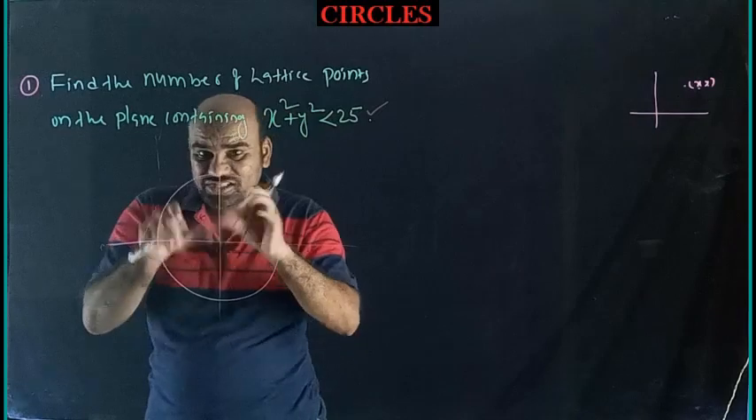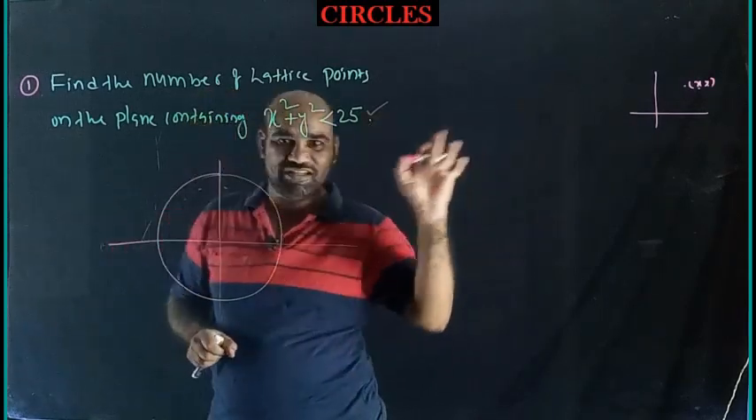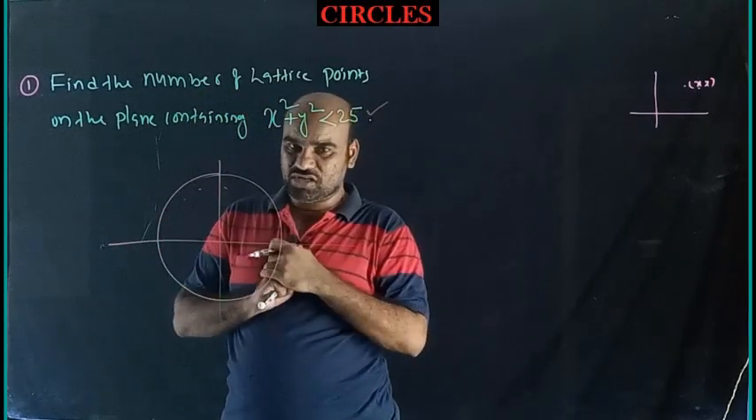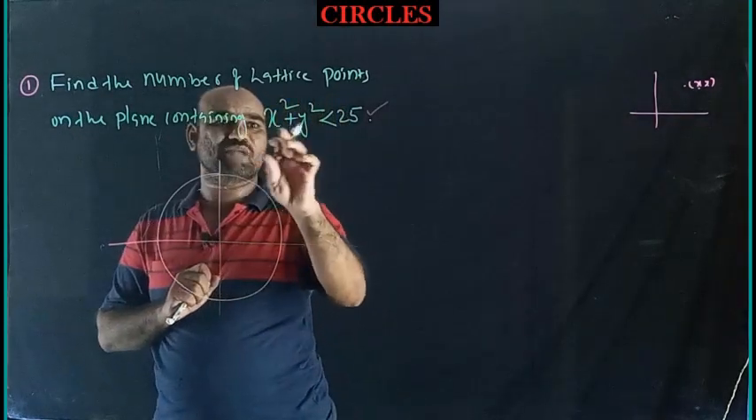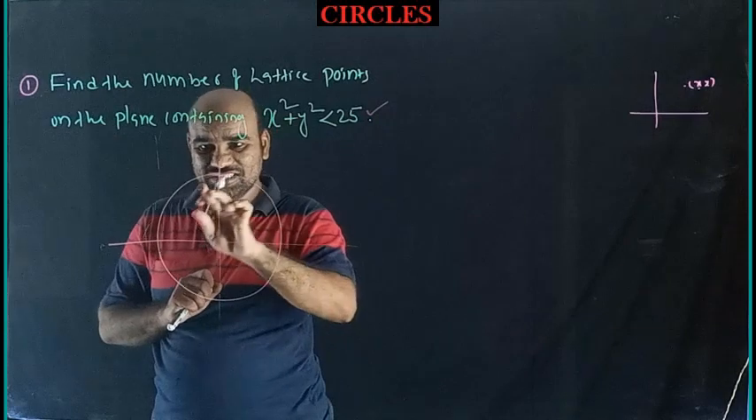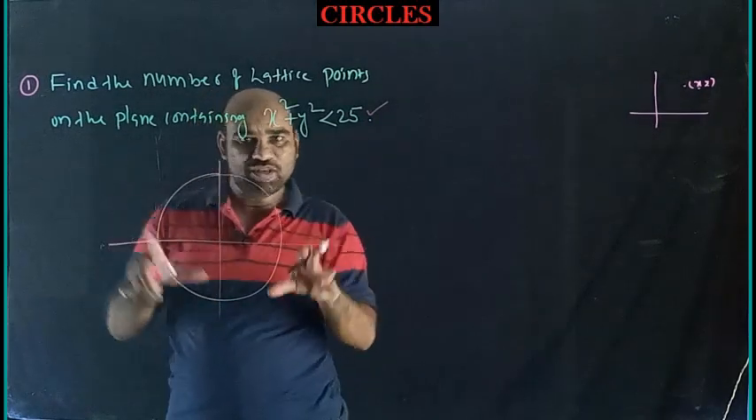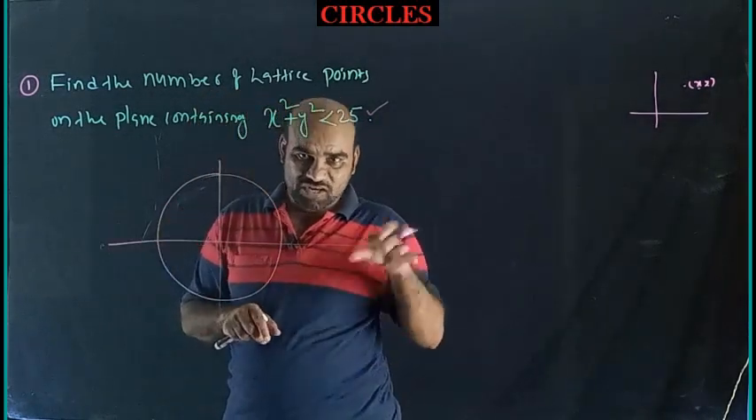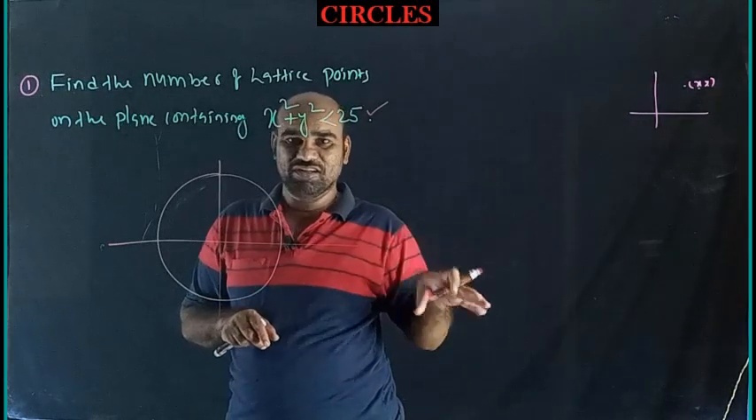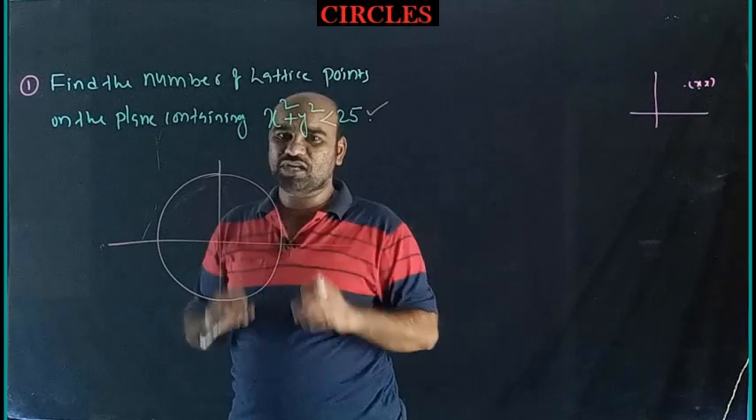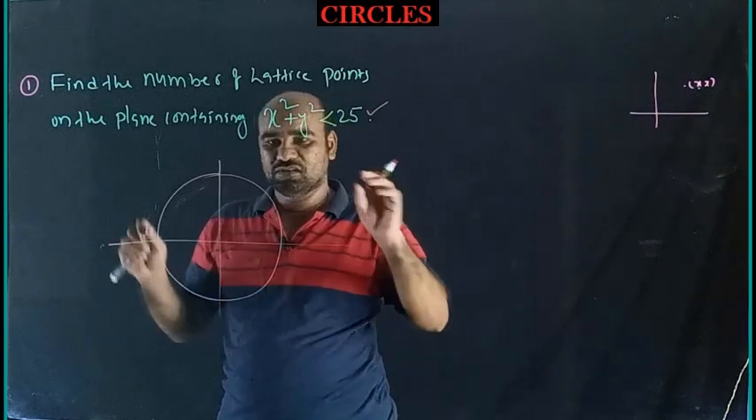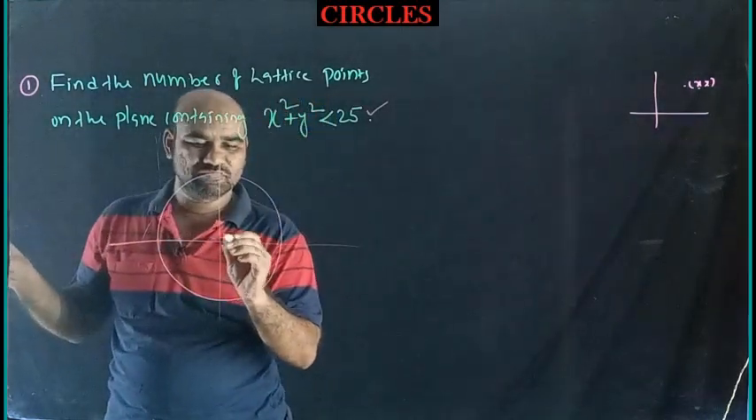Inside the circular region, we want to identify how many lattice points are there. Logically, we want to count. Understood? So the meaning of the problem is x square plus y square less than 25 means inside the circular region, infinitely many points. Among infinitely many, some only have integral points, only lattice points. Such lattice points should be identified. Logically, we want to solve the problem.